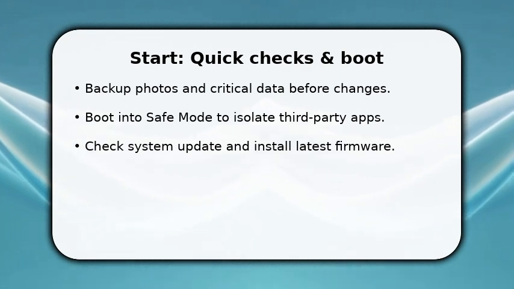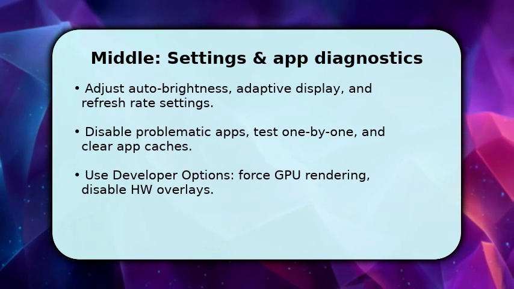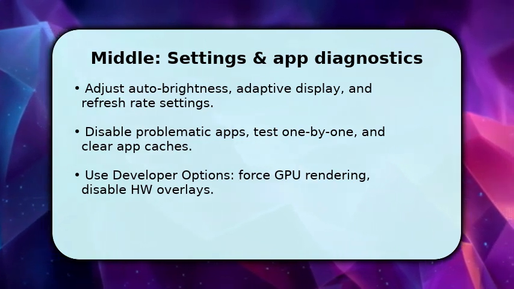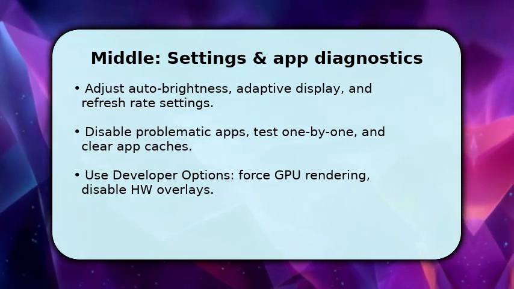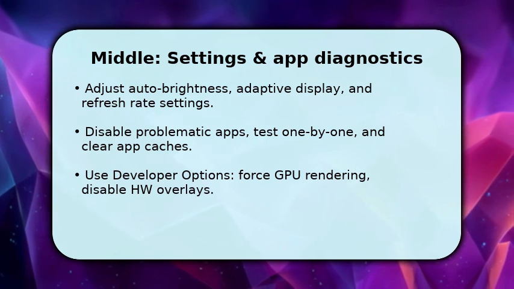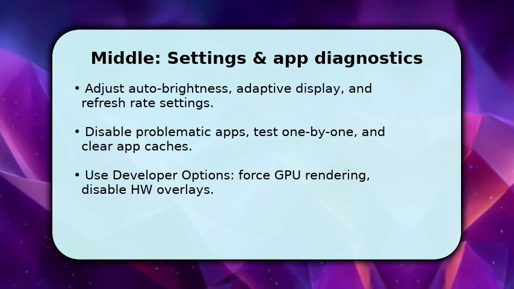Now you dig into Settings and Apps to find the cause. Lower or turn off adaptive brightness and set a fixed brightness. Make sure refresh rate is set to 60 Hz if higher modes show instability. Disable or uninstall recent apps, then clear caches for apps that control overlays like screen filters.